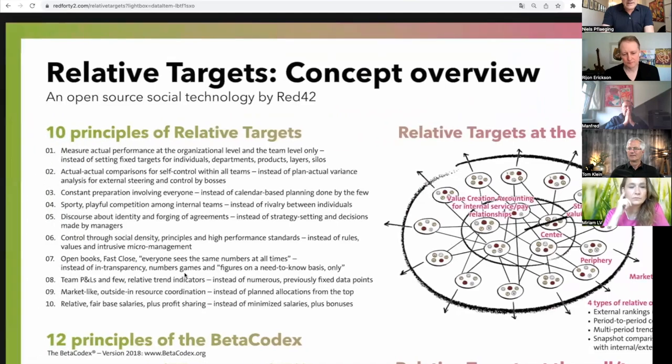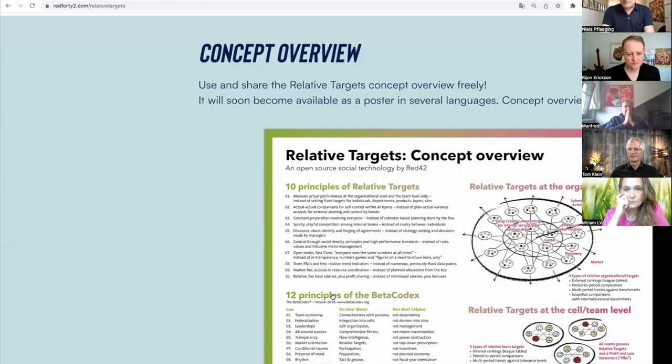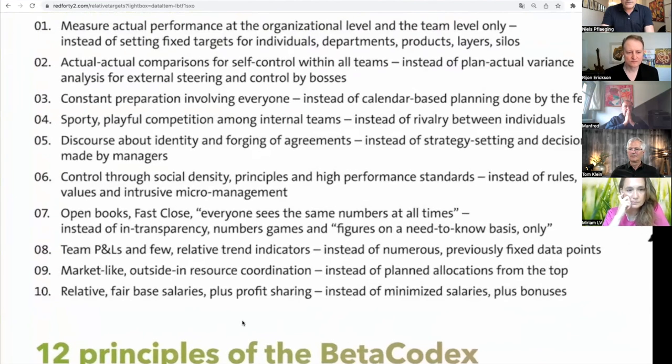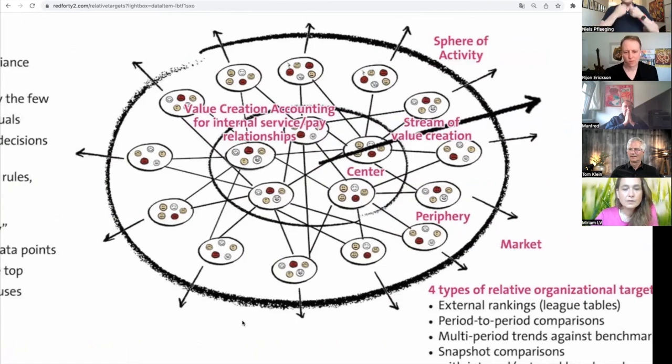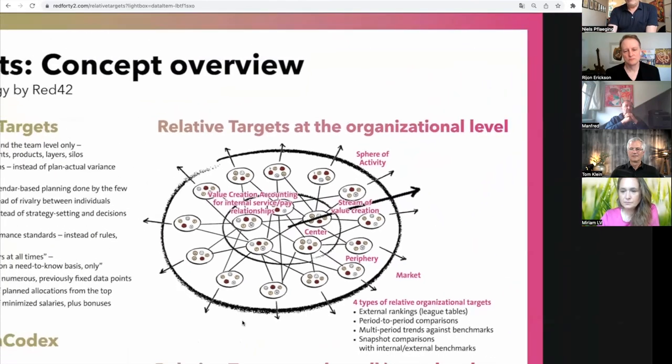And you will find this here on the left side in several principles as well. Let's zoom into it. Where is this? The internal market thing. Oh, here, number 9. Market-like outside-in resource coordination instead of planned allocations from the top. So in relative targets, you do not need to allocate. You don't need to budget. The system works through the periphery paying the center money to provide services that the periphery itself doesn't want to do. So the redundancy is driven out. That's the easy answer. On those things, we've generally been aligned for a long time.